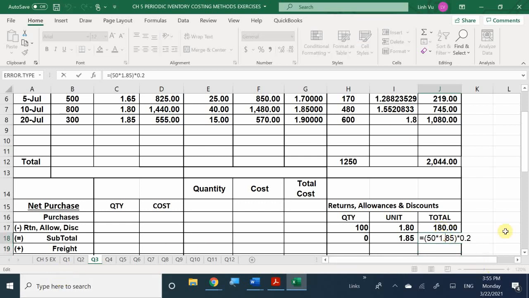So it's going to be equal because we're attempting to return 50 of the items. We can only take a discount off of those 50 items because they made a mistake on those 50 items. They didn't make a mistake on the whole entire batch. So you're just going to multiply the quantity times the unit price. In this case, there is no quantity because we're not returning anything. So you do have to type it into the formula. You can't self-reference this one. So I typed mine in straight away. I just took 50 times the 1.85 times the 20%.